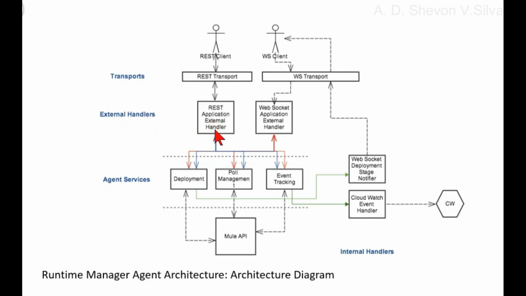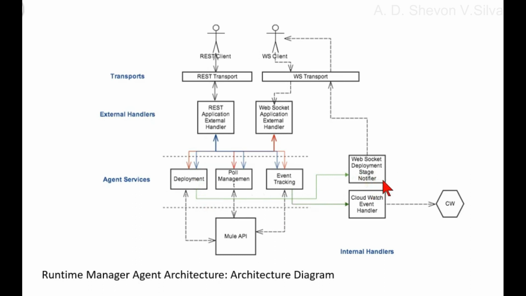Here the REST application external handler interacts with the deployment, poll management, event tracking, asynchronous or synchronous, and deployment, poll management, event tracking are in agent services. Then the deployment, poll management and event tracking interact with the Mule API. Event deployment is connected to WebSocket deployment stage notifier.